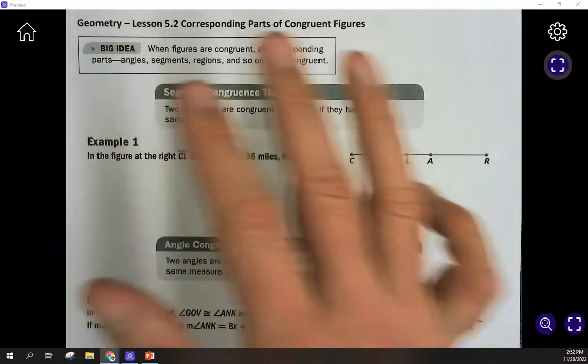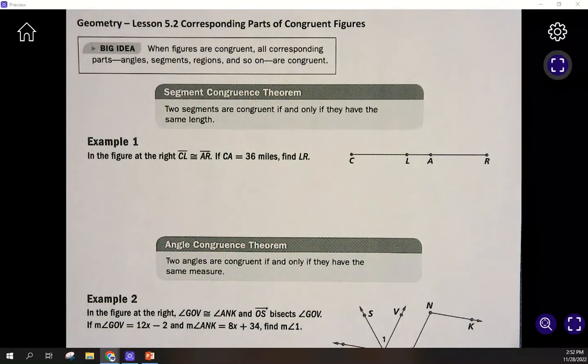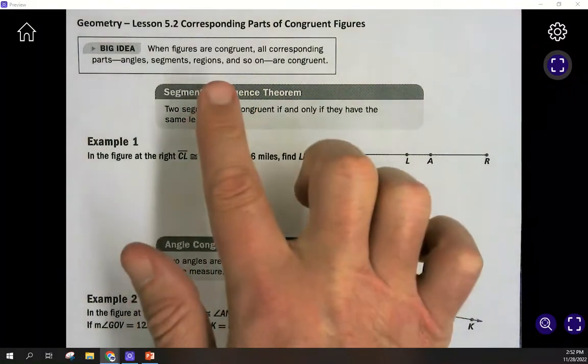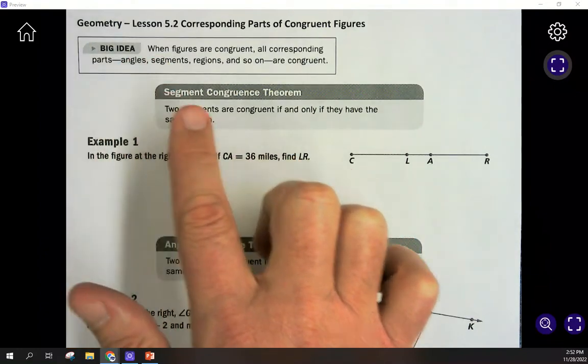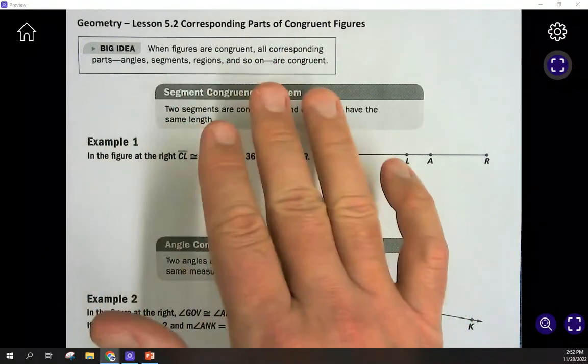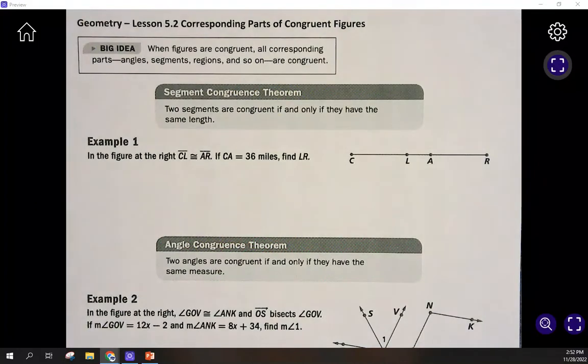Okay, the big idea today says that when figures are congruent, so we already have established they're congruent, they're the same size, they're the result of a reflection, a rotation, a translation, or a glide reflection. Those are all your isometries. So when they're all congruent, all corresponding parts, the angles, the segments, regions, all of that are individually congruent. So basically, if the whole figure is congruent, each individual piece can be singled out as congruent as well.